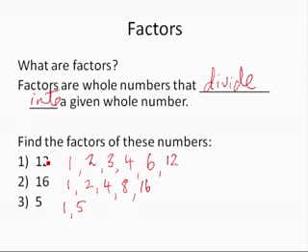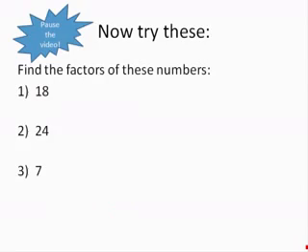Notice that each time, for every number we choose, 1 and the number itself are factors of that number. Also look at 5. It's only got two factors, 1 and 5. Now it's a special type of number called a prime number, which we'll look at a bit more carefully later on. Now pause the video and try these exercises.